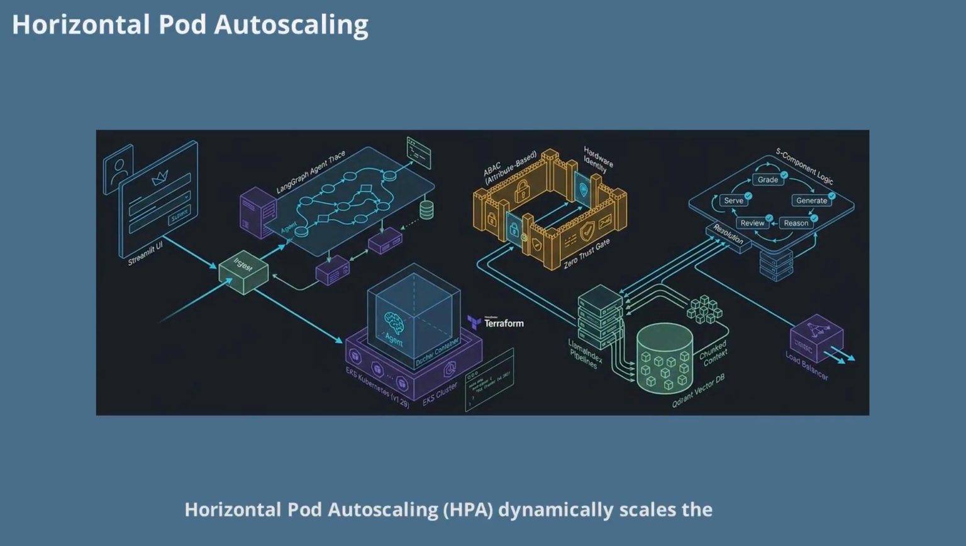Horizontal Pod Autoscaling, HPA, dynamically scales the number of running pods based on CPU utilization. For example, scaling from 2 to 5 or more pods when usage exceeds 70%. This prevents latency spirals during traffic spikes and maintains consistent performance.